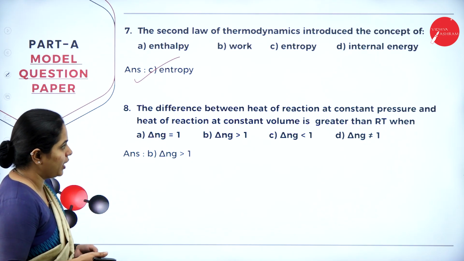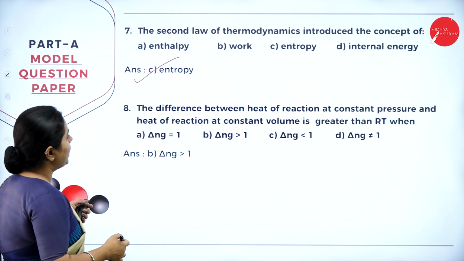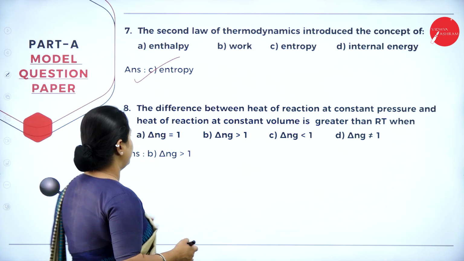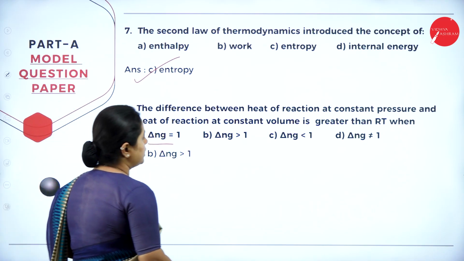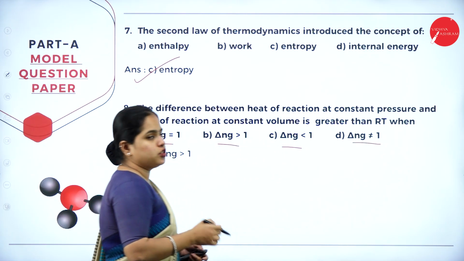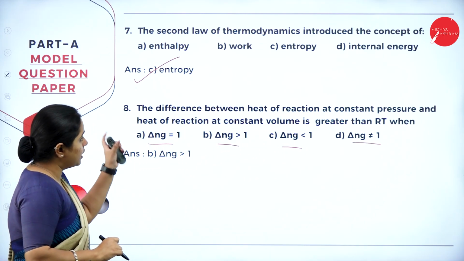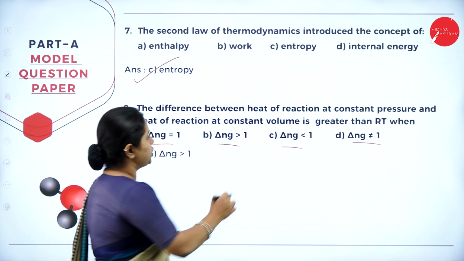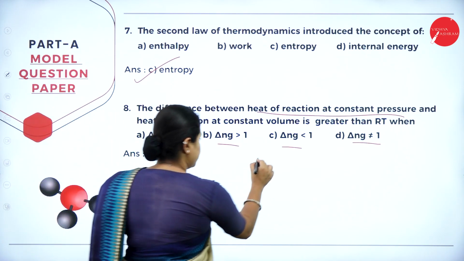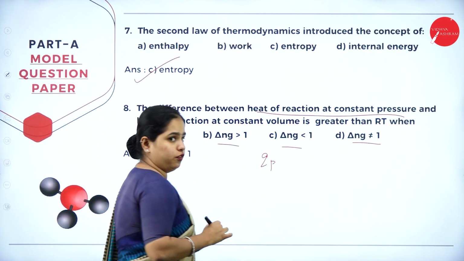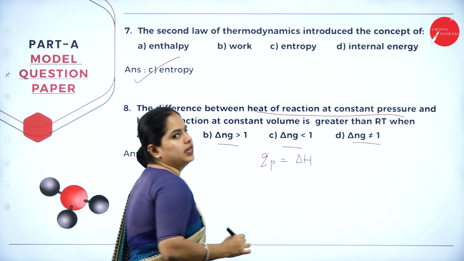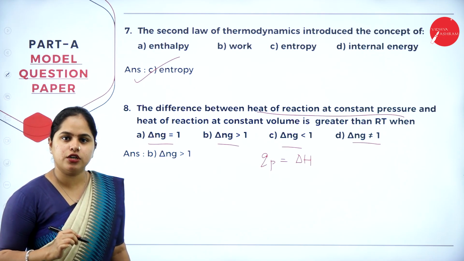The difference between the heat of reaction at constant pressure and heat of reaction at constant volume is greater than RT when delta Ng is equal to 1, delta Ng is greater than 1, delta Ng is less than 1, delta Ng is not equal to 1. So which of these options? So first let us see the difference between heat of reaction at constant pressure. What is heat of reaction at constant pressure? That is QP. Yes, it is enthalpy, right? That is delta H, the heat of reaction at constant pressure.